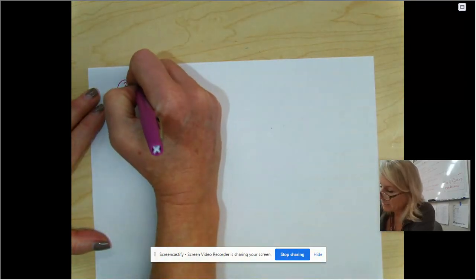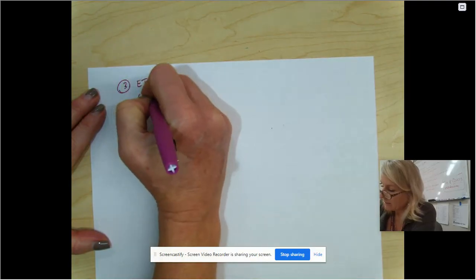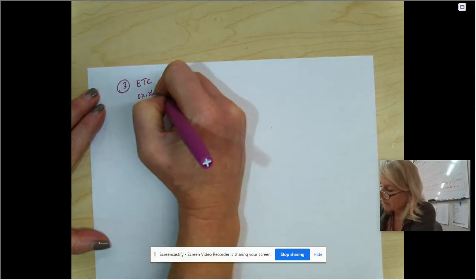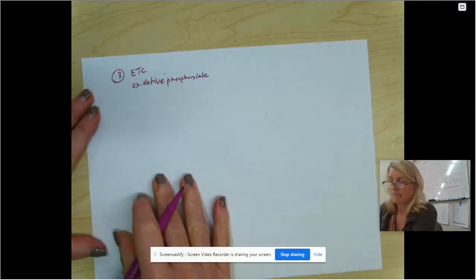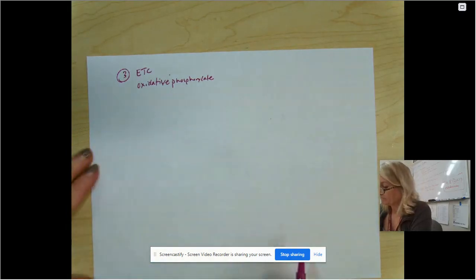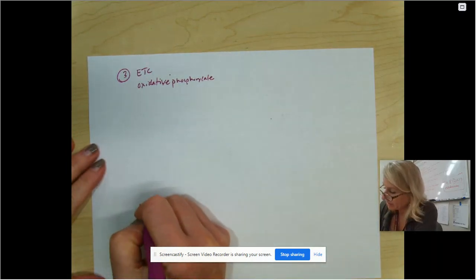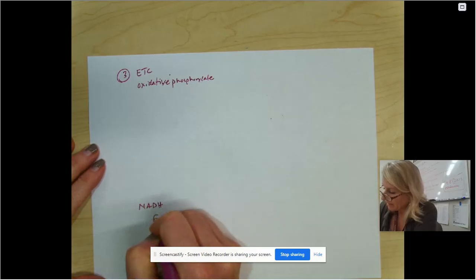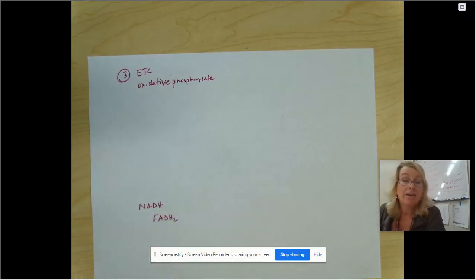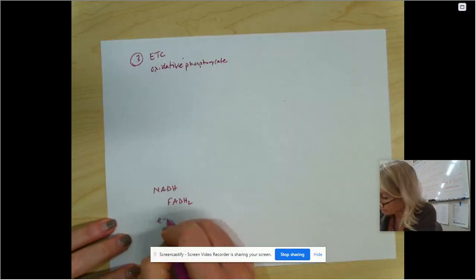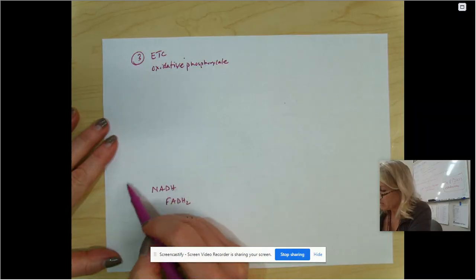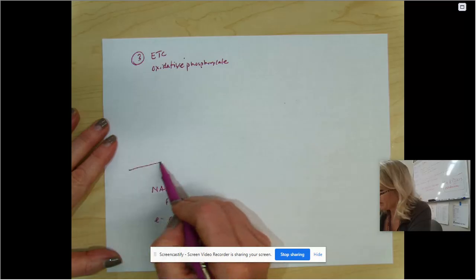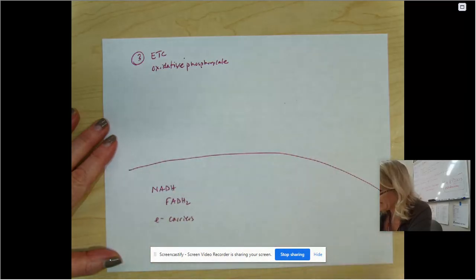is our ETC, oxidative phosphorylation. Okay, so we have our NADH and our FADH2. What are they carrying? They are carrying electrons. All right, so I'm going to draw the, let's see. This is my membrane. And remember, it's bent.